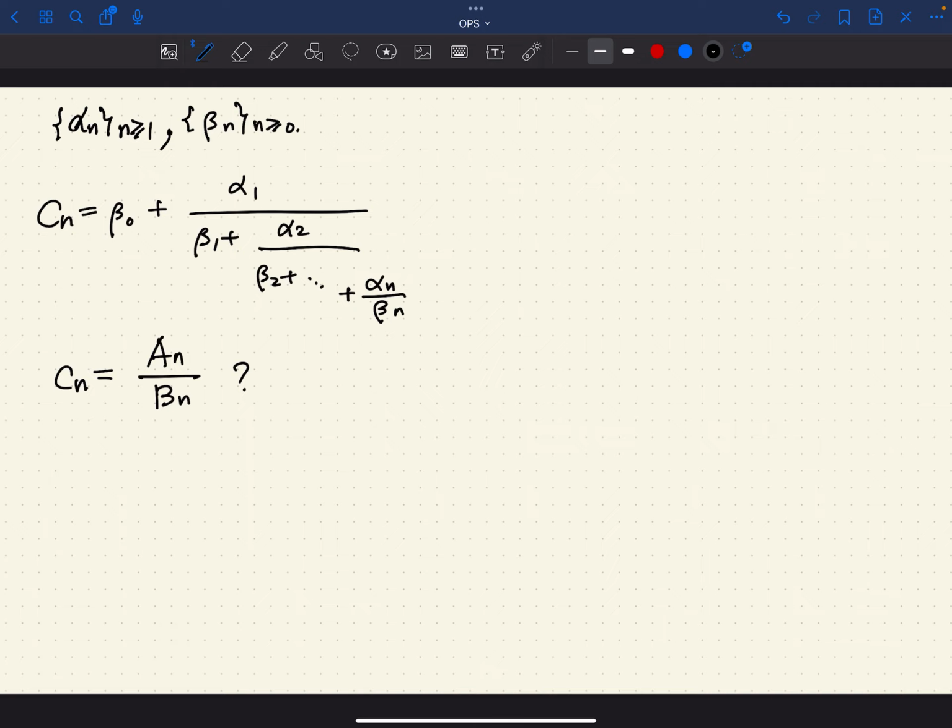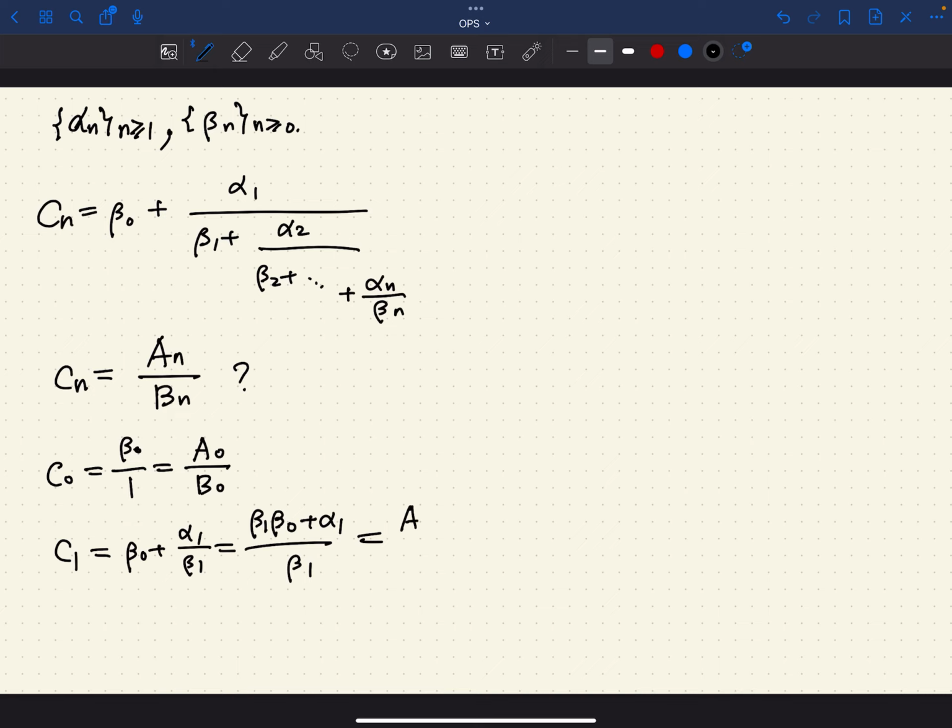That's the idea. For instance, C_0 is beta_0 over 1, so this is A_0, this is B_0. And C_1, what is C_1? Beta_0 plus alpha_1 over beta_1. So beta_1 over beta_1, beta_0 plus alpha_1. So we say, okay, this is alpha_1 over beta_1. We can keep doing this, but of course, it will be complicated.